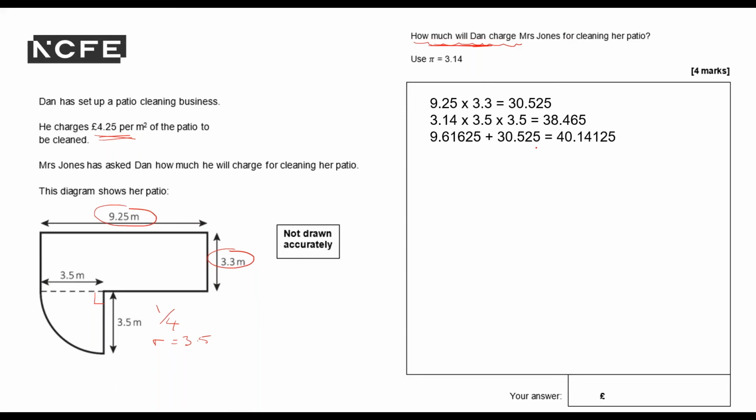170.6. So I'll just write what I've done, 40.14, I'll round this to 2 decimal places even though I haven't rounded it on my calculator because it was already there, times 4.25 equals £170.60, rounded to 2 decimal places. So that's what I'll put as my answer.